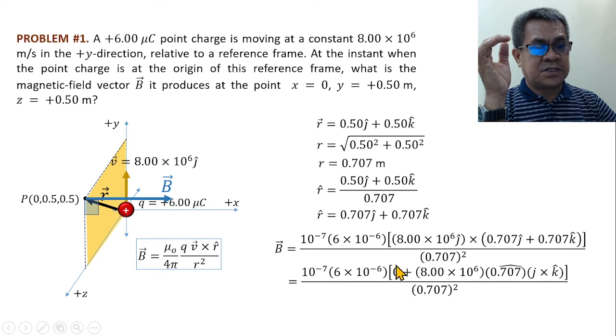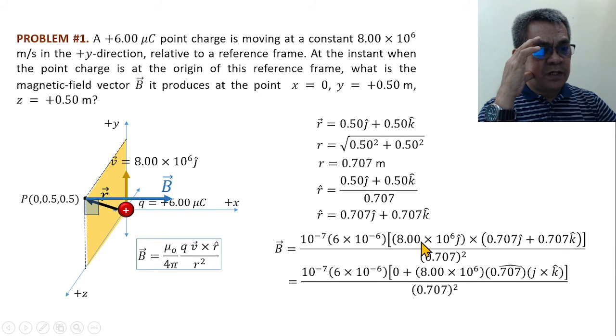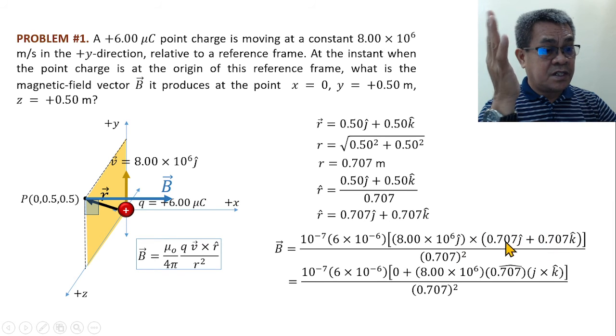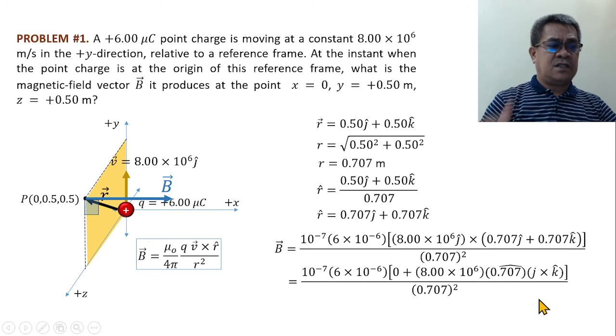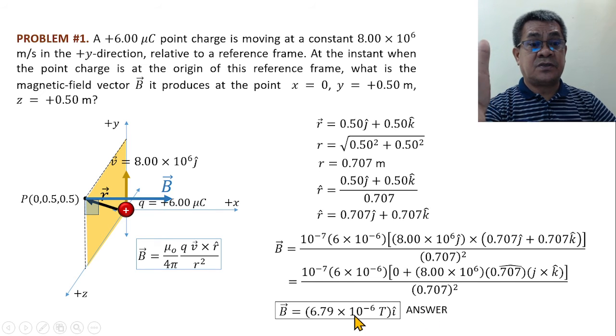This 0 is what? Because if you distribute this, if you take the cross product of j cross j, therefore it must be 0. Then the next term is 8 times 10 raised to 6, multiplied by this amount. Then the j must be crossed with k. Take note that we give emphasis to the vectors. These numbers are constant, so we can move them to the left, and we give emphasis to j cross k, because j cross k is what? It is i. So therefore, the answer is 6.79 times 10 to the 6 Tesla times i hat. So this is the answer to the problem.